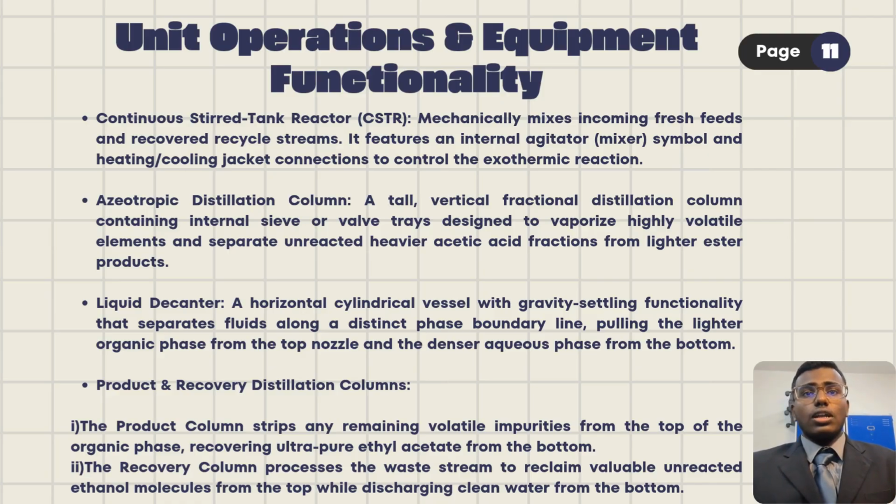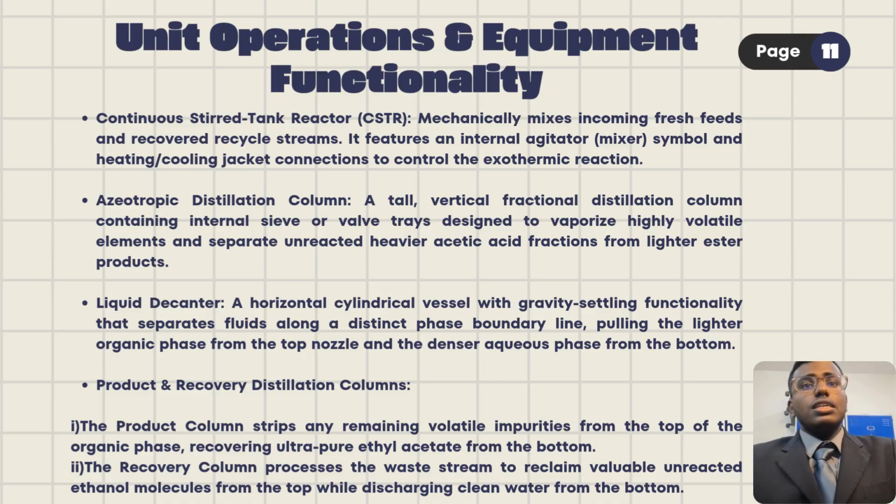Finally, there are the product and recovery distillation columns. The product column removes any remaining impurities and produces high purity ethyl acetate. Meanwhile, the recovery column recovers valuable unreacted ethanol for reuse and removes clean water as the bottom product.